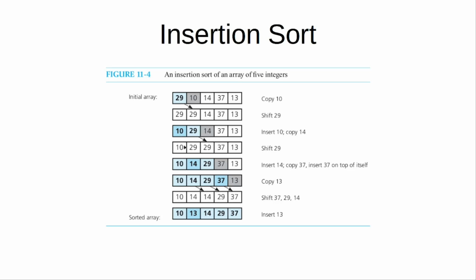And then we move to the next element, which is the 14. And we copy it because we don't want it to get overwritten. And then we notice that the 14 is larger than the 10, but less than the 29. So we shift the larger elements to the right, and then we place the 14 in the position between the 10 and the 29. And now 10, 14, and 29 are part of the sorted array, 37 and 13 are not, and the process continues until the array is sorted.